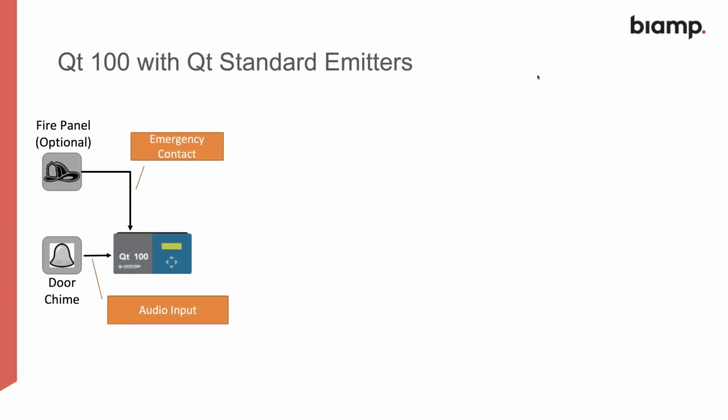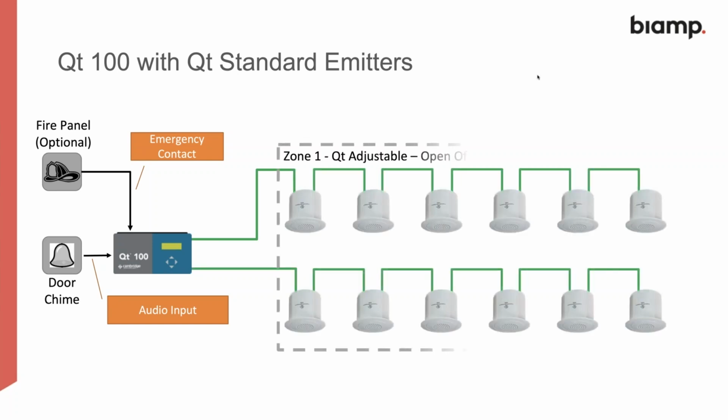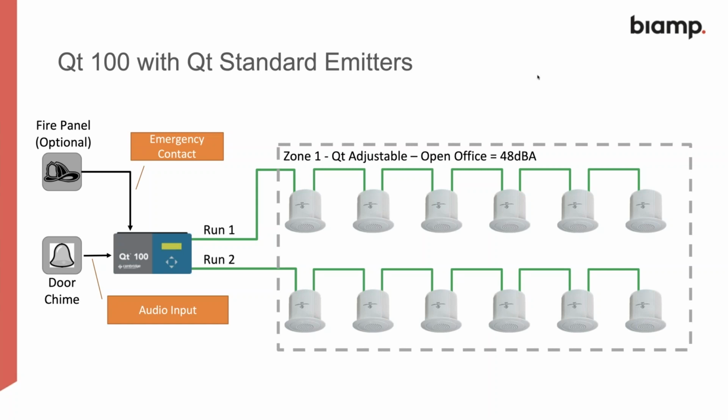It's also possible with the QT 100 to have a fire control panel, so you can have an emergency contact coming in on that contact closure, or a door chime as well via an audio input. And as you can see, this then connects to the rest of the system in an open office environment up to a maximum of 48 dBA.